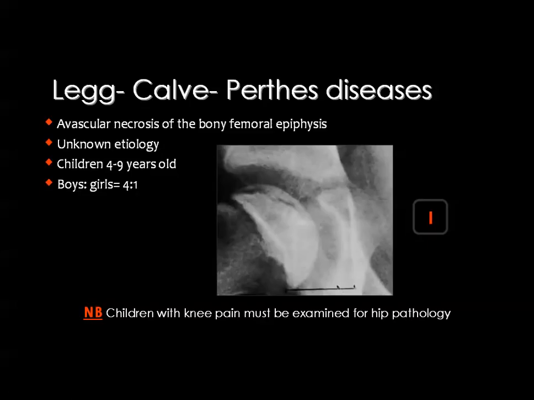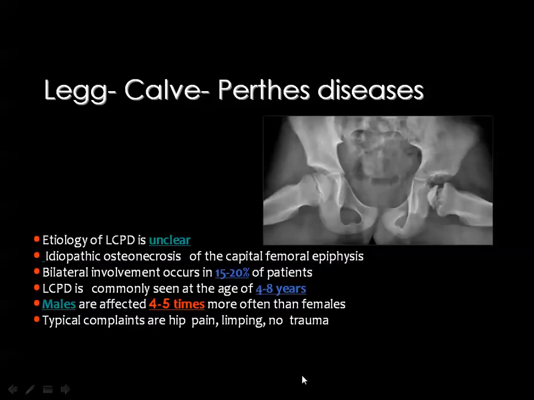Then Legg-Calvé-Perthes disease means that there is avascular necrosis of the capital femoral epiphysis in the pediatric age group. It is of unknown etiology, and children are affected at this age from 4 to 9 years old. Boys are more commonly affected than girls. The changes in the capital femoral epiphysis are almost similar to any avascular necrosis elsewhere, where you get fissures, abnormal bone density, structural collapse, and fragmentation in the advanced stages of the disease.